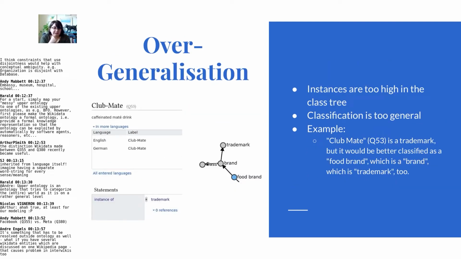And then another one we see is overgeneralization. So for example, Club Mate here, which is a drink, is classified as a trademark. But it could also be classified as a food brand, which is a brand, which is a trademark, and which maybe would be more appropriate for this drink.